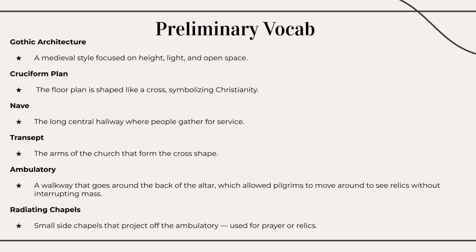Behind the altar, there's an ambulatory, which works as a walkway that allows pilgrims to walk around the altar without getting in the way of Mass. And coming off the ambulatory are the radiating chapels, little side chapels where people could pray or look at relics. Char was a big pilgrimage spot because it had the Virgin Mary's tunic, so these chapels were super important for letting visitors move around without messing up the service.